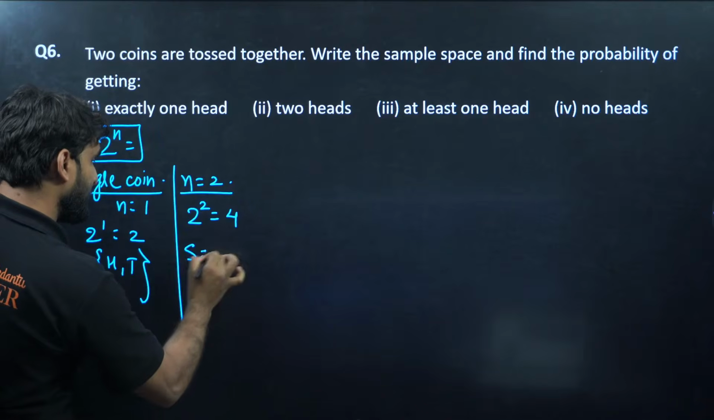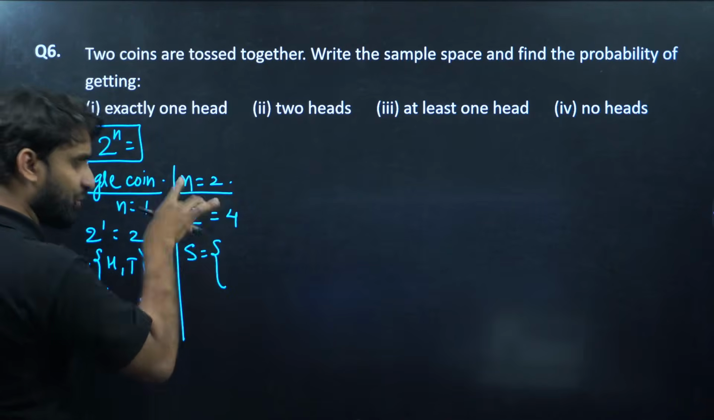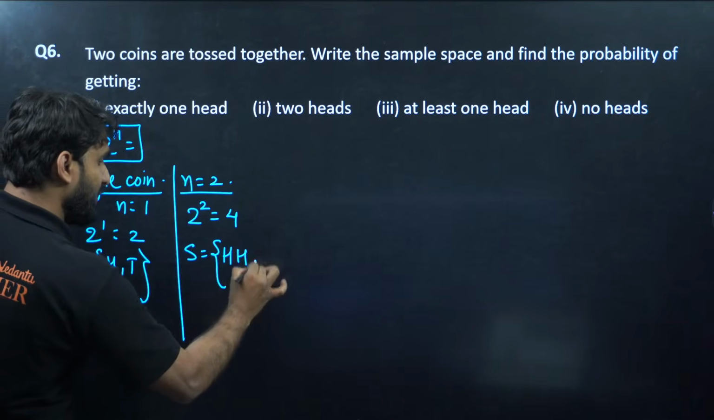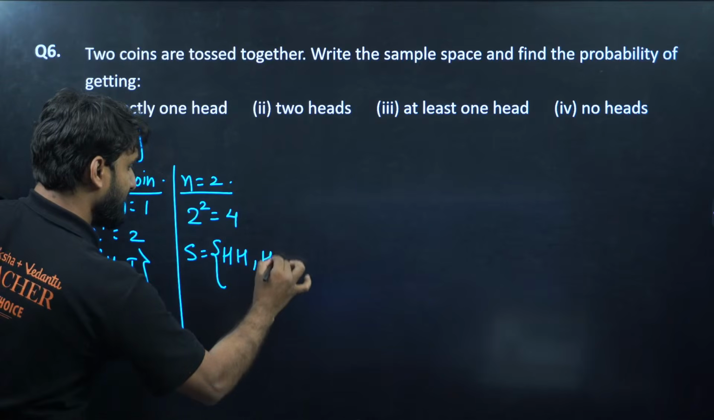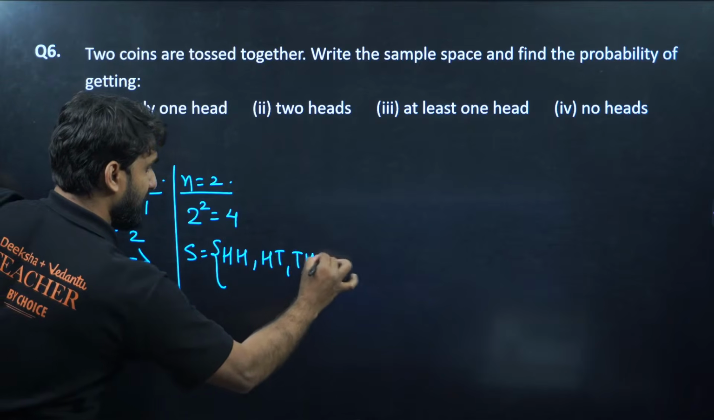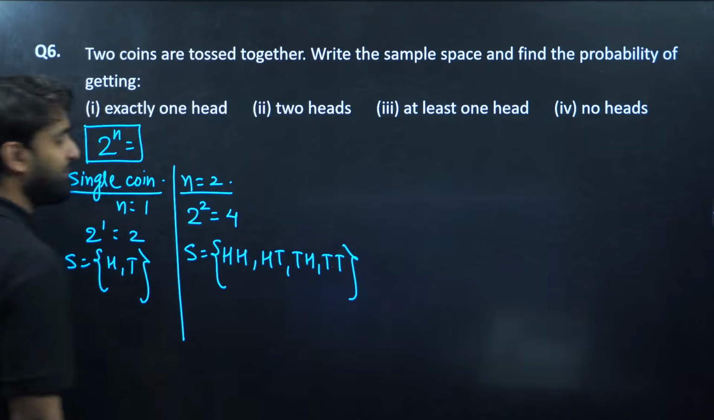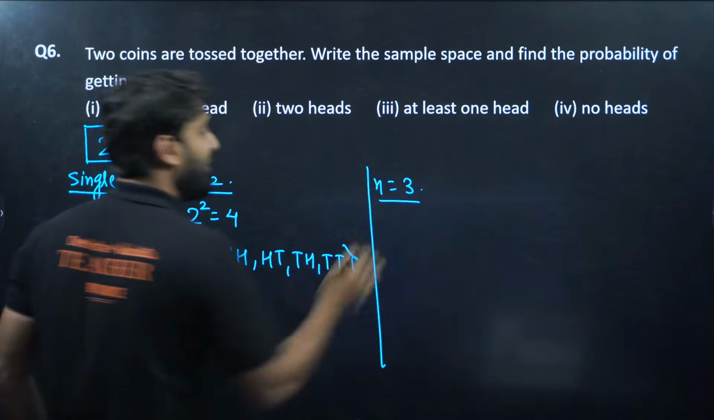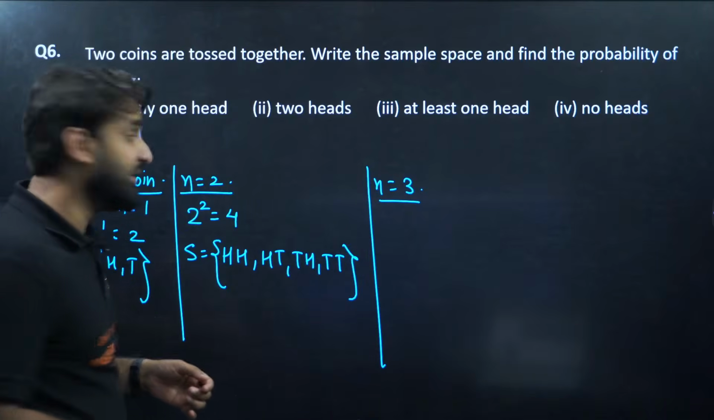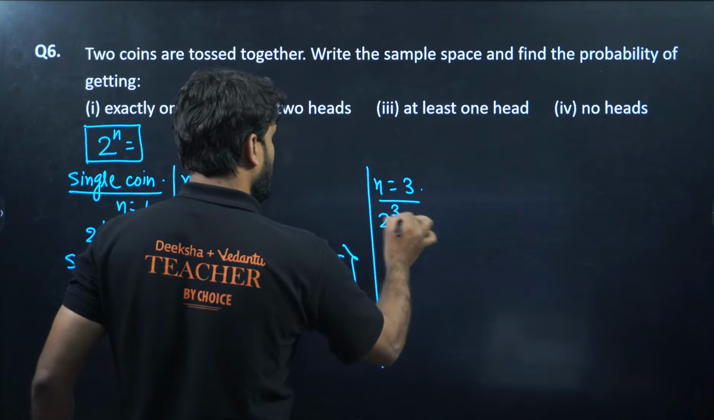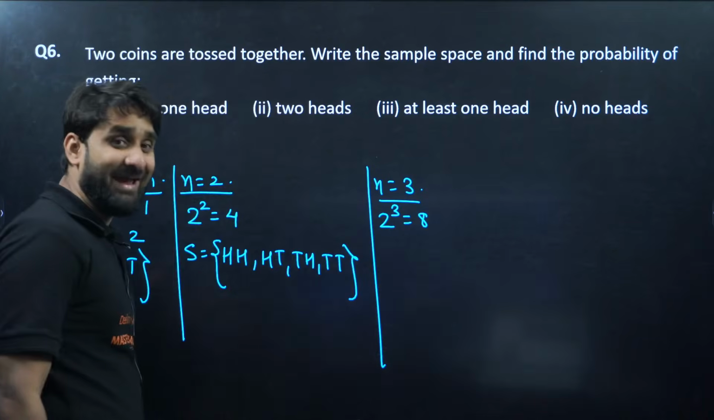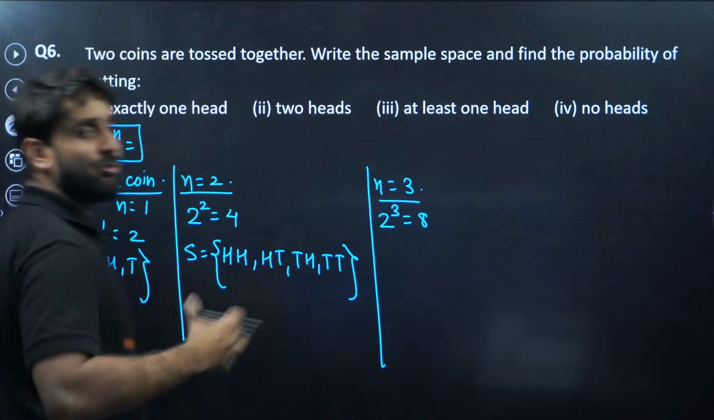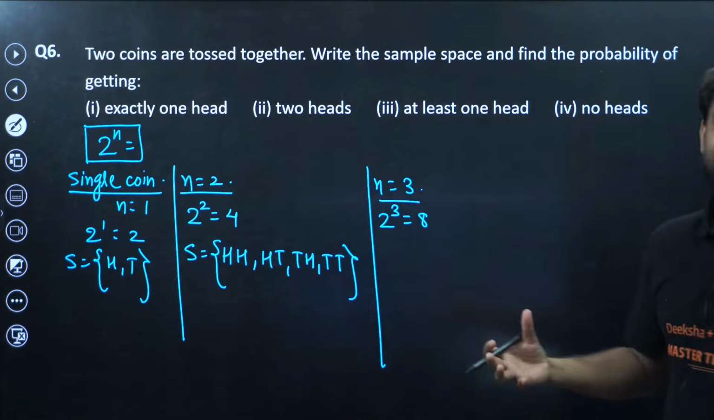Let me show you. When we are tossing coins simultaneously, the first coin may show head and the second coin may also show head. So head head, head tail, tail head, and tail tail. So these are the possibilities. When we toss three coins together, there will be 2 to the power 3 outcomes, and 2 to the power 3 is 8. There is a very special technique that I usually use to write the total possible outcomes when three coins are tossed simultaneously.